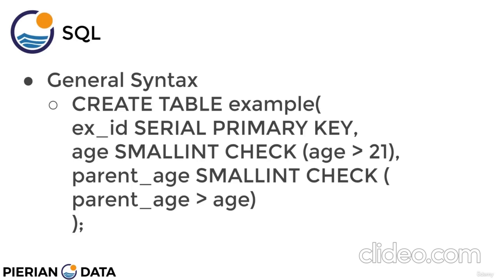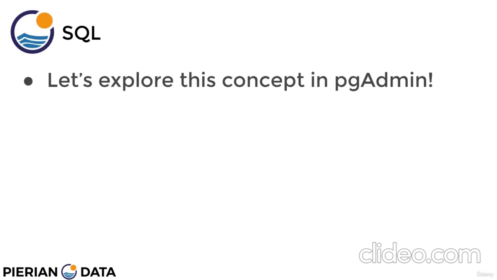column. And so if you try to insert a person into this table who has an age that's less than 21, or if you try to insert a person here that has a parent age that is less than their own age, since that doesn't really make sense, we'll go ahead and produce an error. Let's explore this concept a little further in PgAdmin.